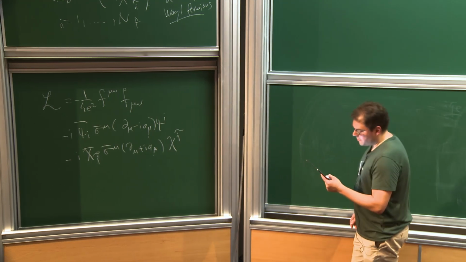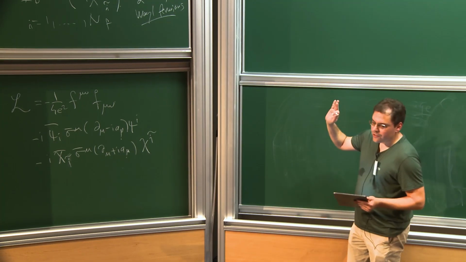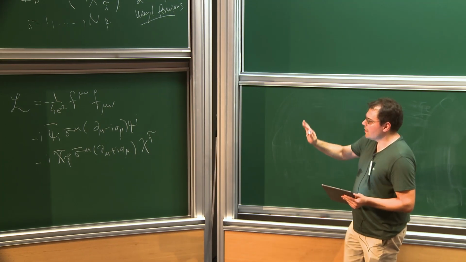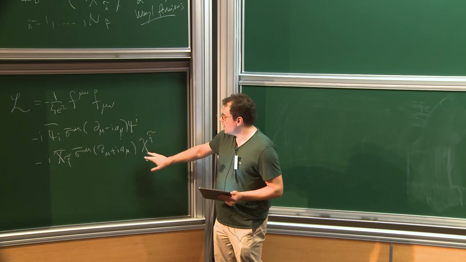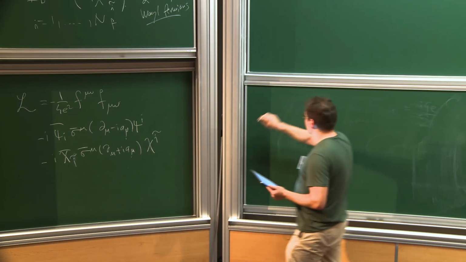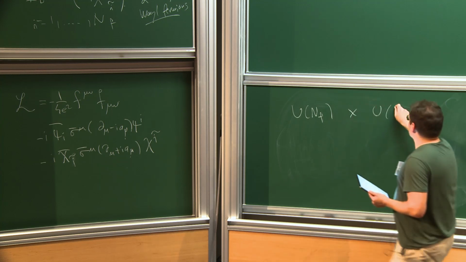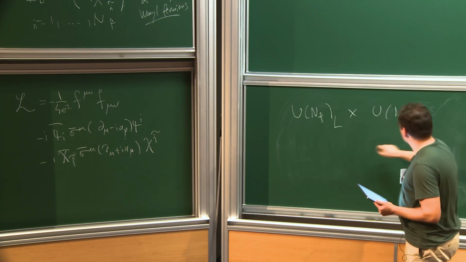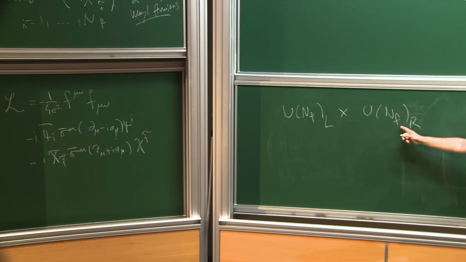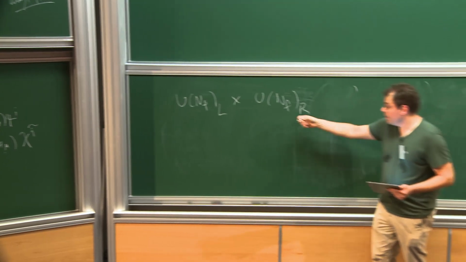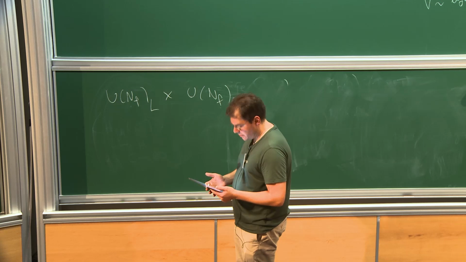So let's start with the naive part. Imagine that we don't gauge the U1 vector symmetry of QED. Imagine that we just start with the free fermions. We have NF left-handed guys. We have NF right-handed guys. So they have separate U(NF) times U(NF) flavor symmetries that act just on the left and on the right. So this symmetry only acts on the psi's, which are in the fundamental, and this symmetry only acts on the chi's, which are in the fundamental. Very typical with vector-like gauge theories.